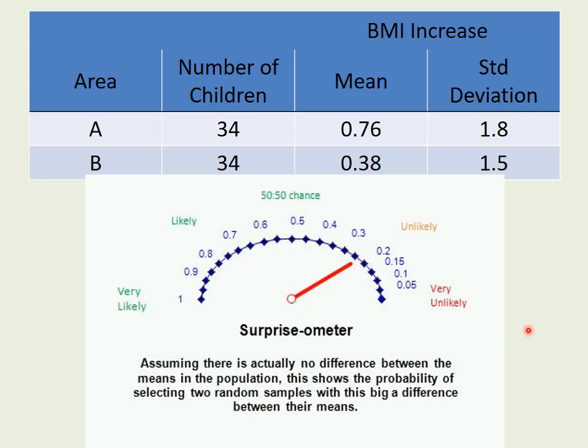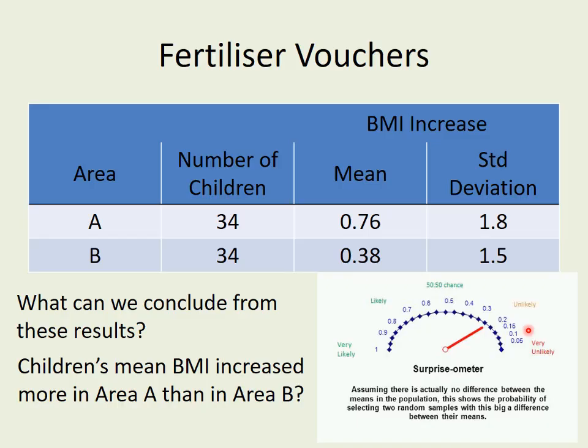So what would we do here? Again, look back at your answer, and what would you conclude from these results? Do you think that this data in the sample shows us something? If we have this calculation, does that show us that children's mean BMI really increased more in area A than in area B?